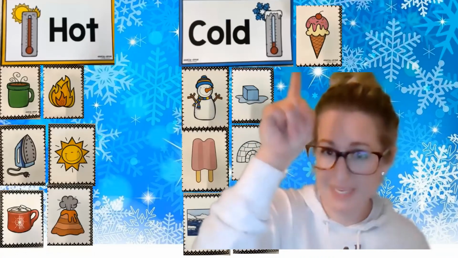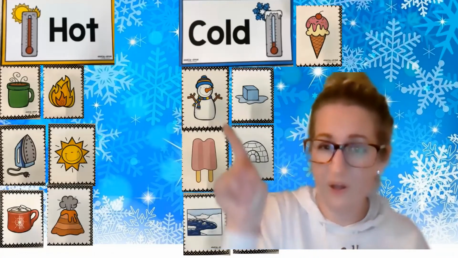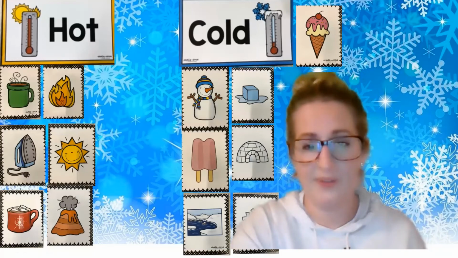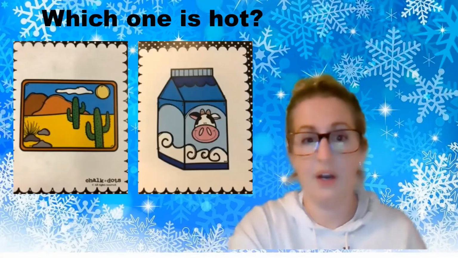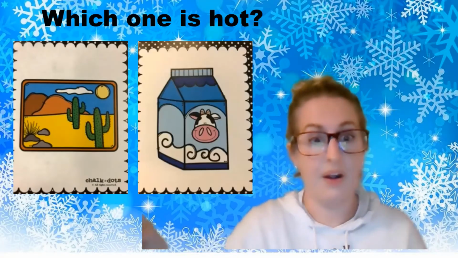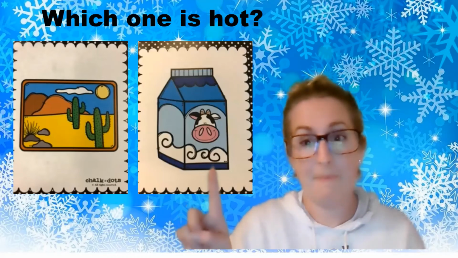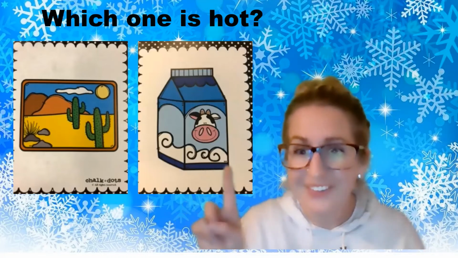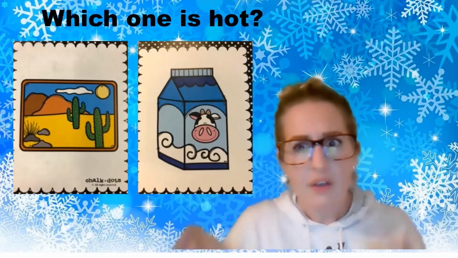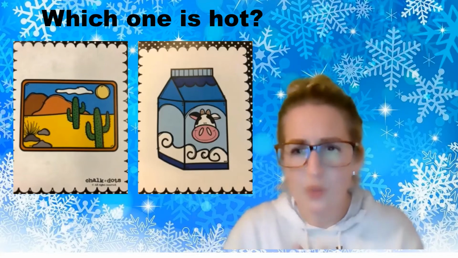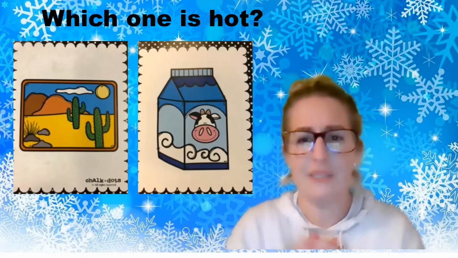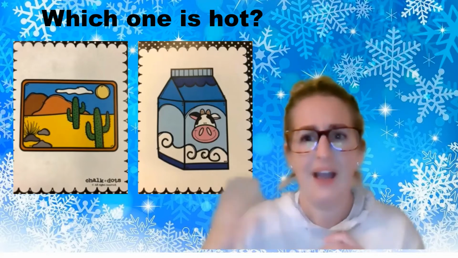There it is above me. We put ice cream with all the things that are cold. Our next two pictures are our desert. Remember what we said about the desert. And then we have some milk. You're right, we have some milk. So we need to find which one is hot. I want you to point to which one is hot.